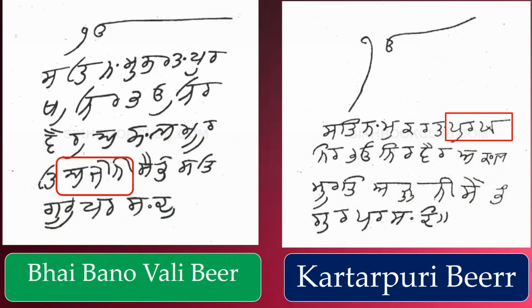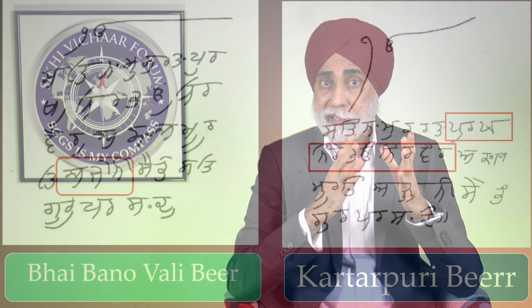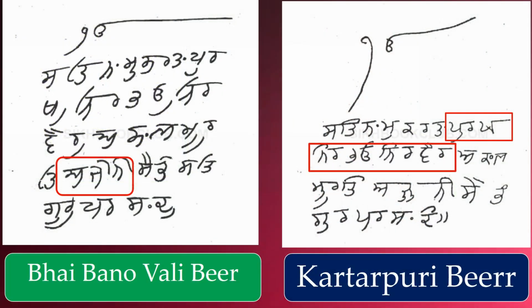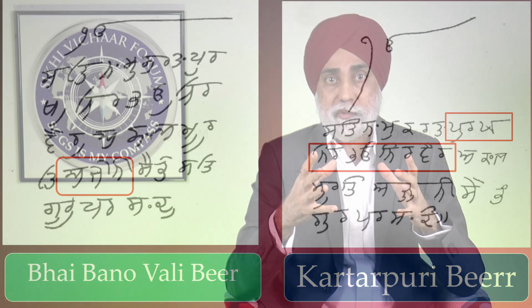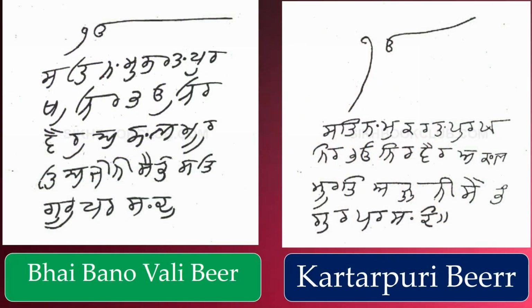The spellings of the words Purakh, Nirpao, Nirvair, Ajuni, and Gurprasad in both signatures are different. The Onkars are all missing in the Kartarpuri signature version. In the Bhai Banno Wali bead, the word Ajuni is spelled as Ajini. How could the Guru have made such an error? In the Banno Wali bead, there is an additional word Sat before Guru Prasad. The word Guru Prasad is spelled differently in both signatures.